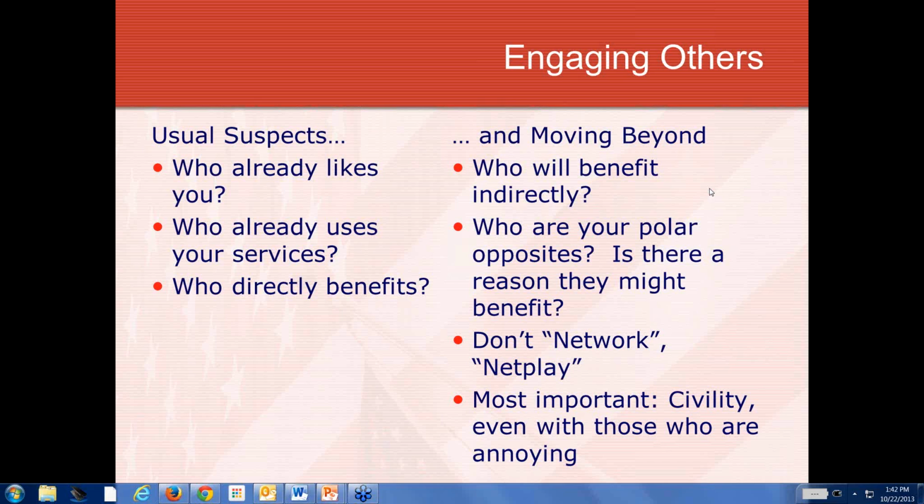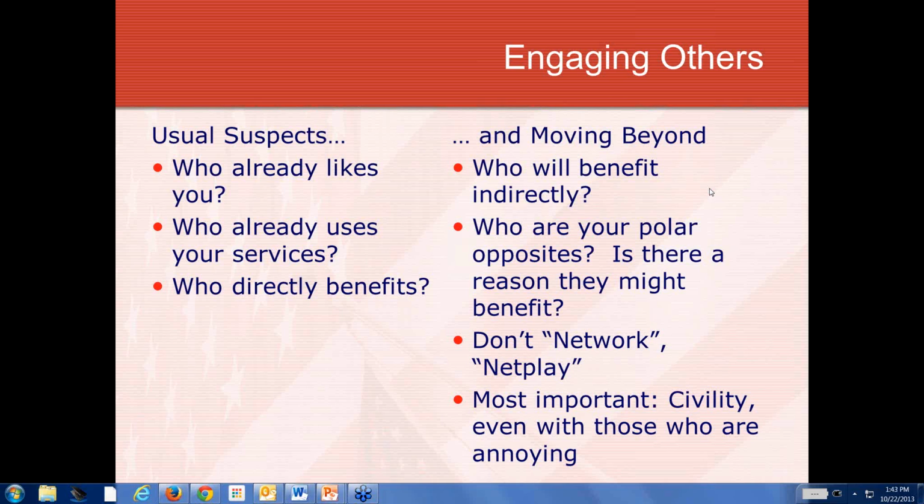So some ideas for engaging others. Think about the usual suspects. Who already likes you? Who already uses your services? Who directly benefits from you and the work that you do? And then moving beyond, who's going to benefit indirectly? Who are some of the polar opposites in terms of the region you're working in? And there may be a reason that they might benefit from your work.